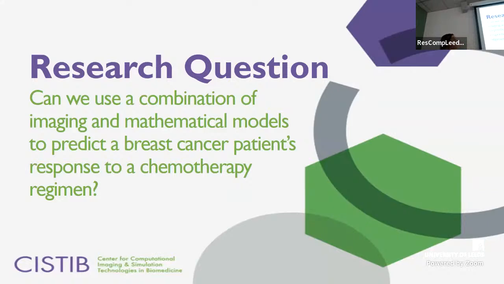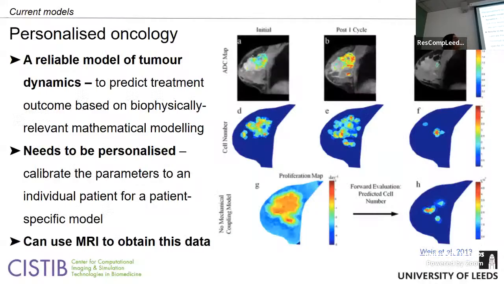And this leads us to a research question. Can we use a combination of medical imaging and mathematical models to identify non-responders and predict whether a patient is a responder or not? The way we propose doing this is through personalized oncology. The idea is that you need a mathematical model that's biophysically relevant, and we want to make it patient-specific because everyone responds differently. So we want to use MRI, magnetic resonance imaging, to take scans of a patient and use this data to personalize the model.